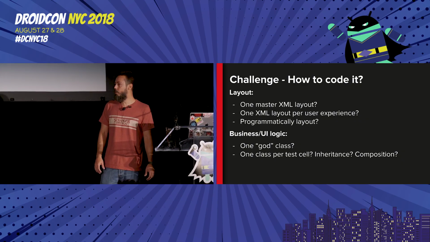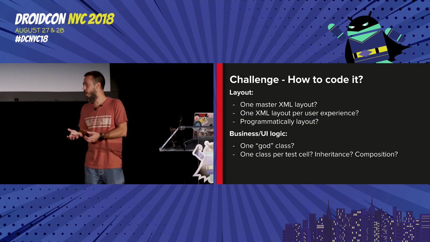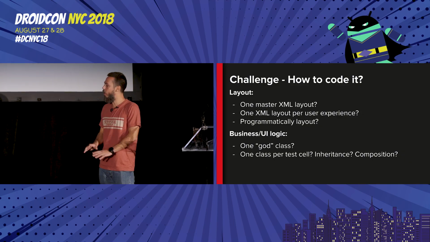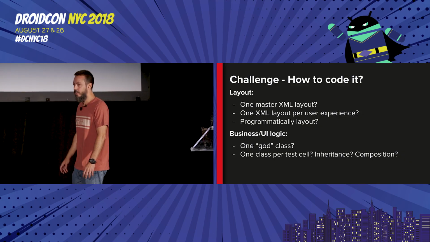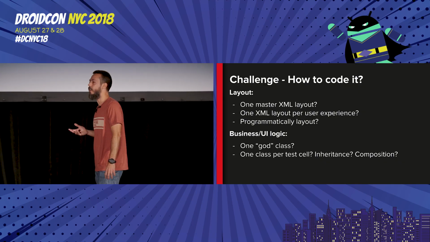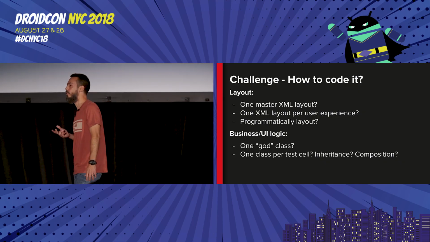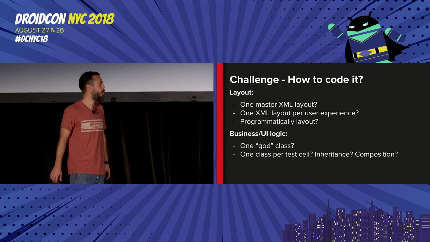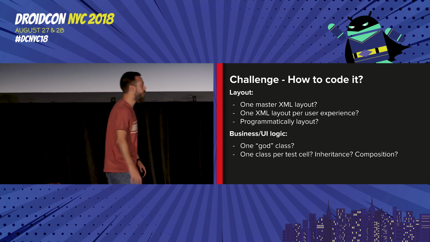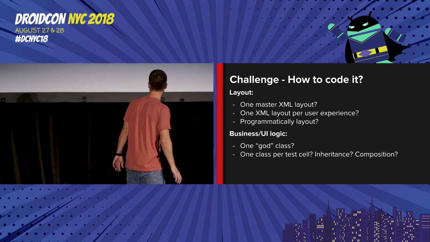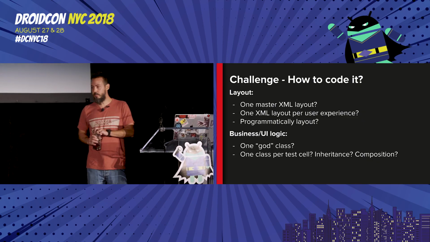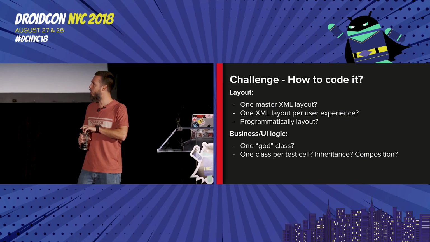We can also play with programmatic layouts and have all the views created, inflated on the fly, and then we don't have XMLs. But then there are some people that really like the Android Studio XML editor, and I really like that. It's very nice. So you can play and you can visualize with that. You kind of break this possibility if you go to the programmatic approach. And this is only layouting. Let's think about the code. Where do we put the code?